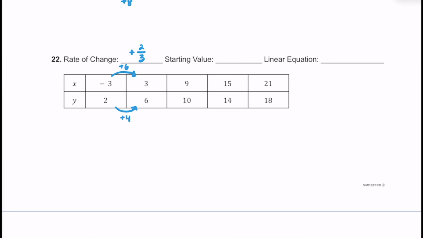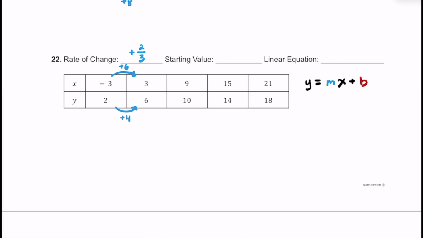Now for the starting value, I don't see the value of 0 anywhere for x, and it looks like it skips over, right? It goes from a negative to a positive, so that can be a little bit tricky here. There's a few different ways to go around this, but I'm just gonna stay consistent with what I did in the last example. So y is equal to this m, or the rate of change, multiplied by x, and then it's gonna be plus whatever that starting value is, right? So that starting value of b.